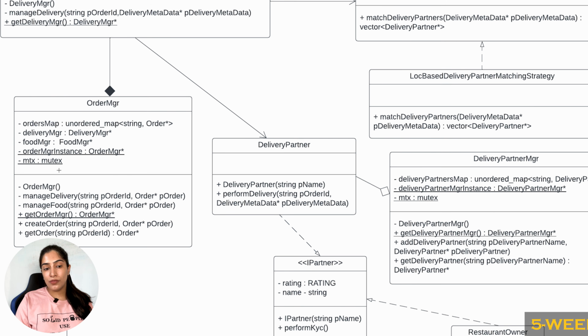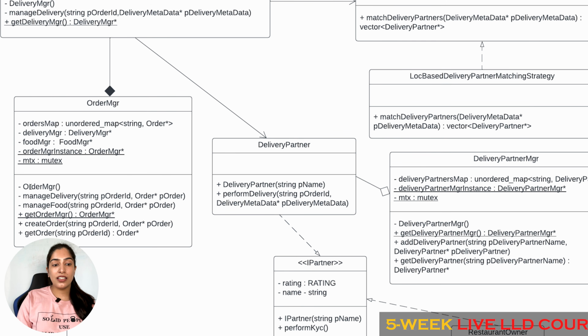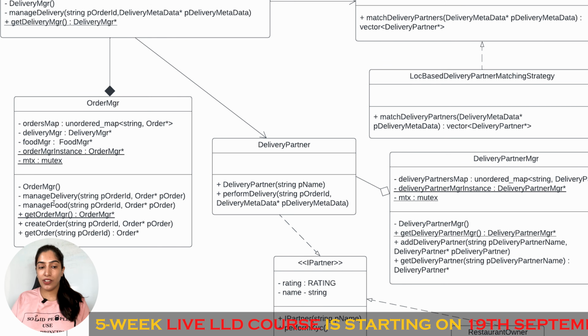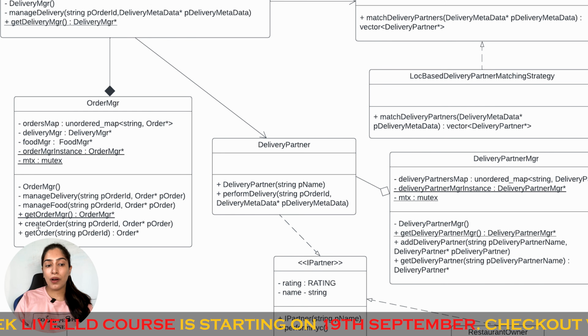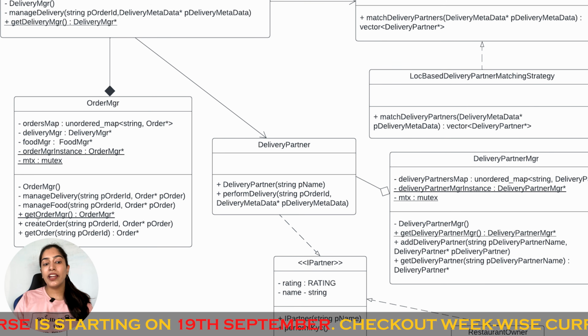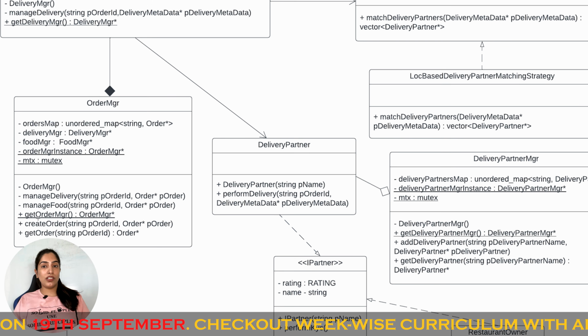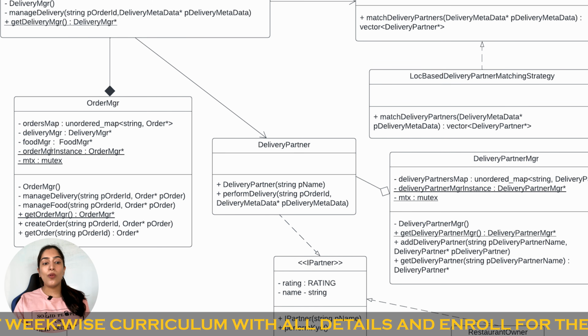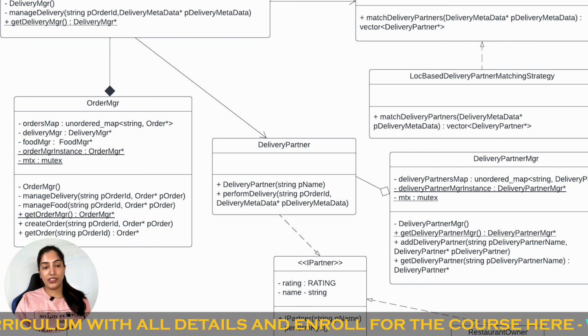So these are basically the properties and these are basically the functions. In the functions, order manager, manage delivery, manage food, these are all private functions. And these are the public functions. So plus is there. Get order manager. Anyone can get the order manager, but it is static. Why? Because it is always going to return the same instance. What is the instance? The private instance, order manager instance.